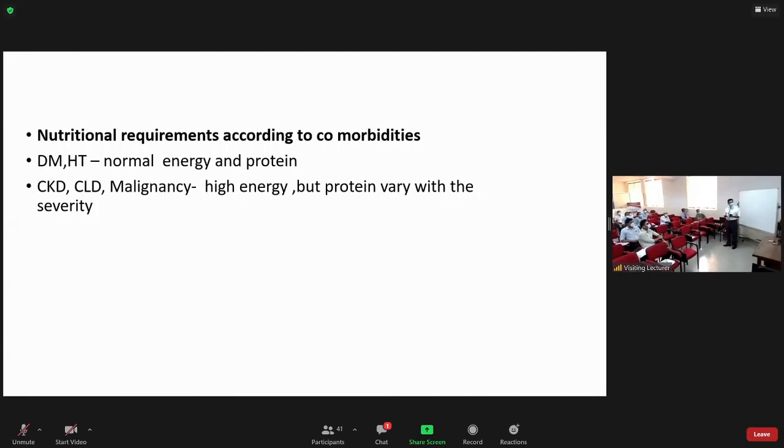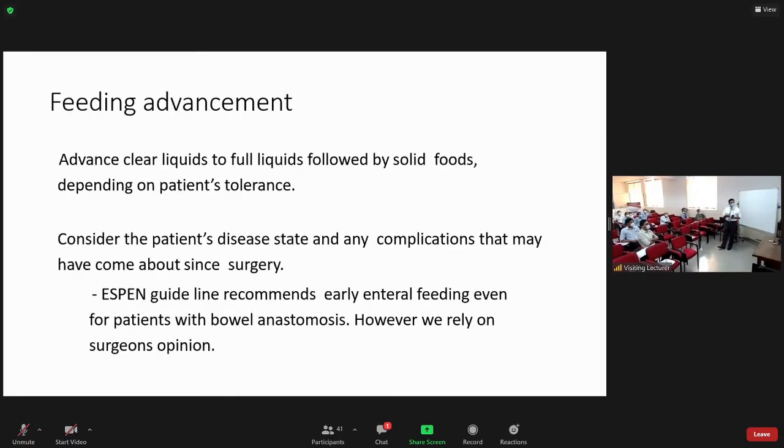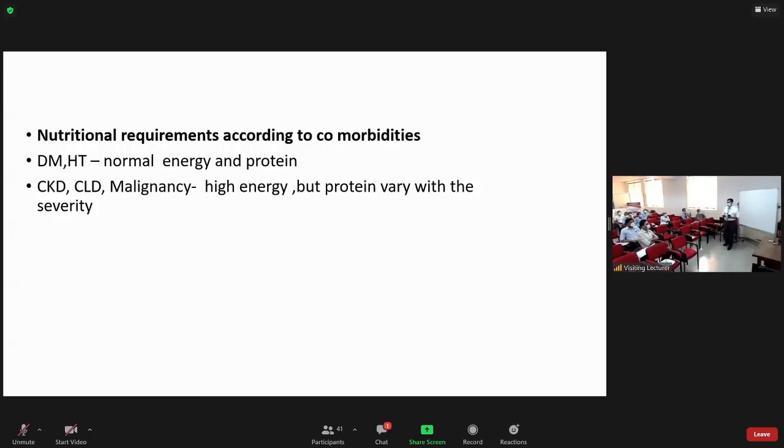But protein requirement varies. Suppose that the patient is having chronic kidney disease up to stage 3B, we provide the normal amount of protein. Beyond that, we restrict protein. Stage 4, 5, we restrict protein. But if the patient is on dialysis, then of course we have to increase protein to more than the normal requirement. Chronic liver disease also same. Unless the patient is having features of encephalopathy, we don't restrict proteins.